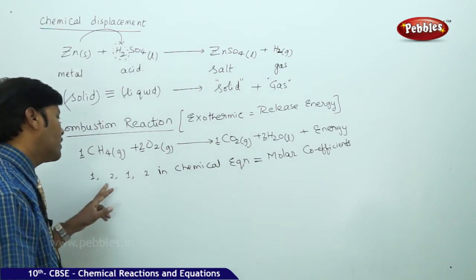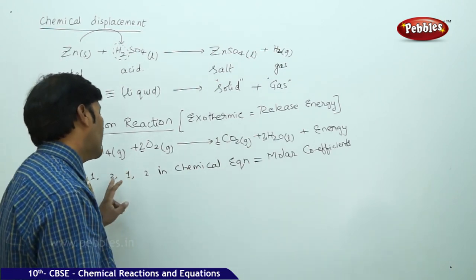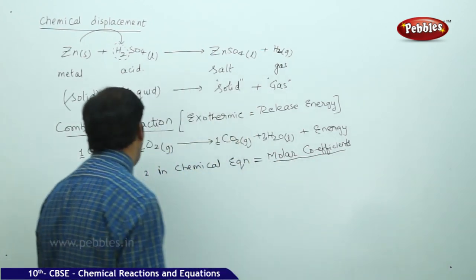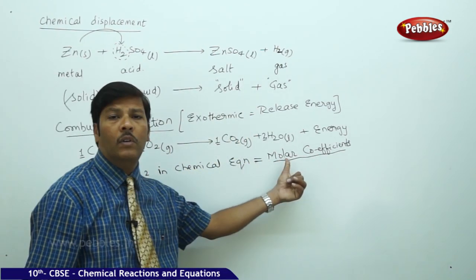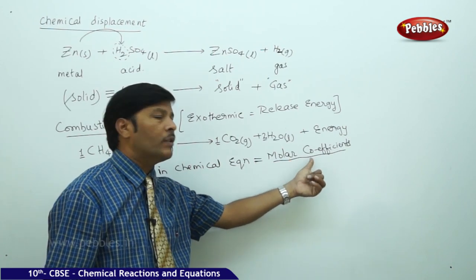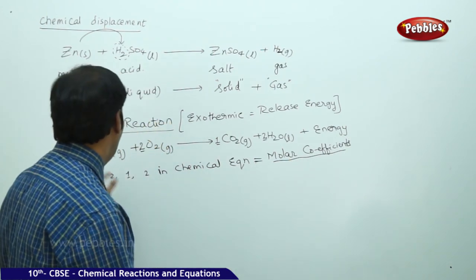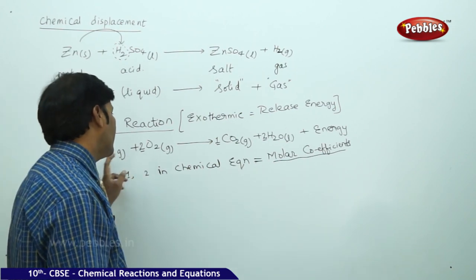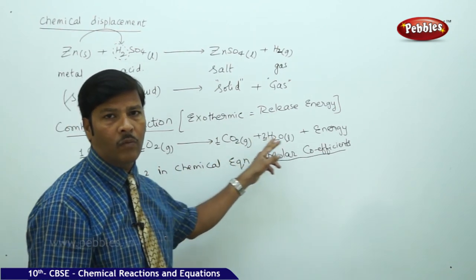So if you want to balance the given equation, you have to adjust the balancing of the equation through molar coefficients. You can balance the equation only through the adjustments of molar coefficients. That means you can take 1 mole of methane, that is methane reacts with oxygen to form carbon dioxide and water.